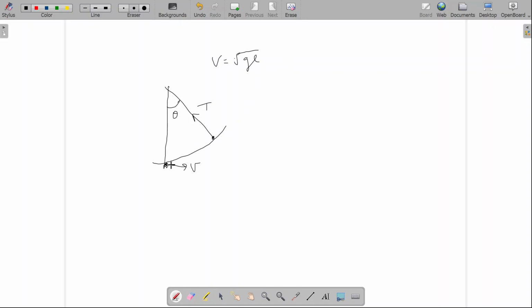So can we calculate the tension at the bottommost point? Let us try to find it. Gravitational force is in the downward direction, tension is in the upward direction. Tension minus mg is equal to mv square divided by L. So tension would be equal to some 2 mg at the bottommost point. So as it moves ahead, tension would decrease.